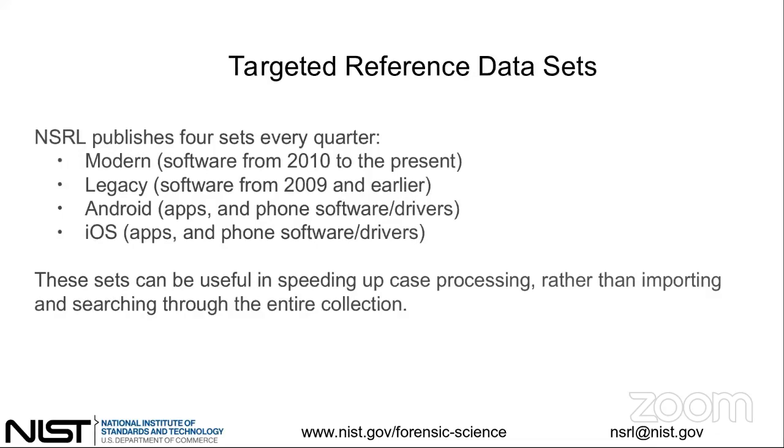We also have targeted reference data sets. So we publish 4 different sets every quarter. One that targets modern PC software from 2010 to the present. One that targets PC software from 2009 and earlier. One specifically for Android, one specifically for iOS. So right out of the gate, those sets can be useful in speeding up case processing rather than importing and searching through the entire collection. If you know you're just going to be handling only iOS devices for a certain set of cases, you can just link to or use the iOS set.